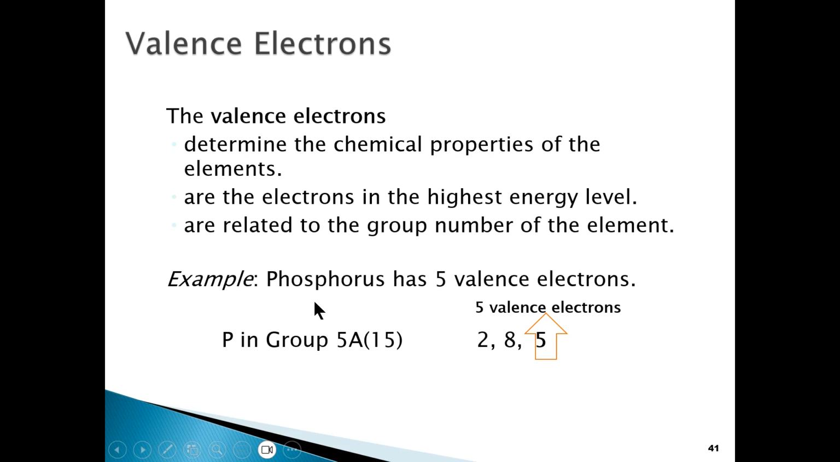So, for example, in the case of phosphorus, if you write down the electron arrangement, which is this right here, you'll see that in the highest energy level, there are 5 valence electrons. So the 5 electrons in the highest energy level would be the valence electrons. And therefore, as a result, phosphorus is in group 5A in the periodic table. So what you'll find is that all elements in group 5A will have 5 valence electrons in their electron arrangement.